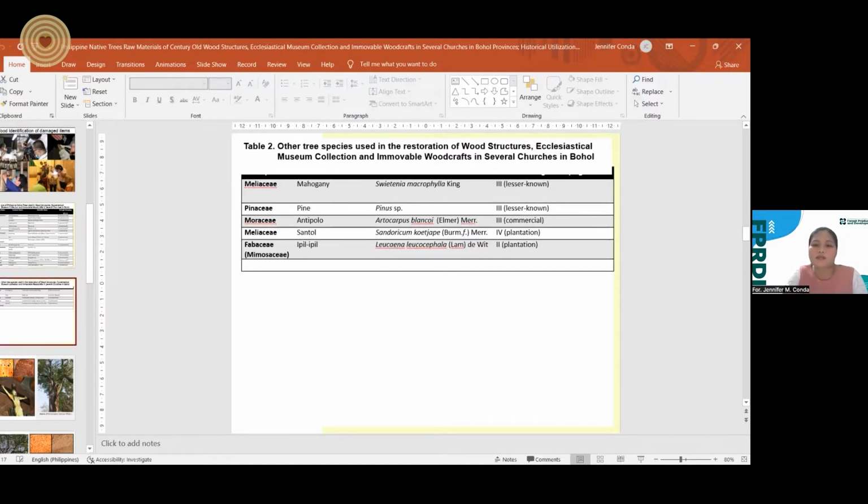Other species that were used in the restoration of structures and collections are mahogany, or Swietenia macrophylla, which is classified as lesser known and under class 3, medium strength. Other species are Pinaceae, the pine species, which is also lesser known. We have identified Artocarpus blancoi, commercial also, and Sandoricum koetjape. This is a plantation species, and also Leucaena leucocephala. This is under class 2, which has moderately high strength, and it is identified as a plantation species.